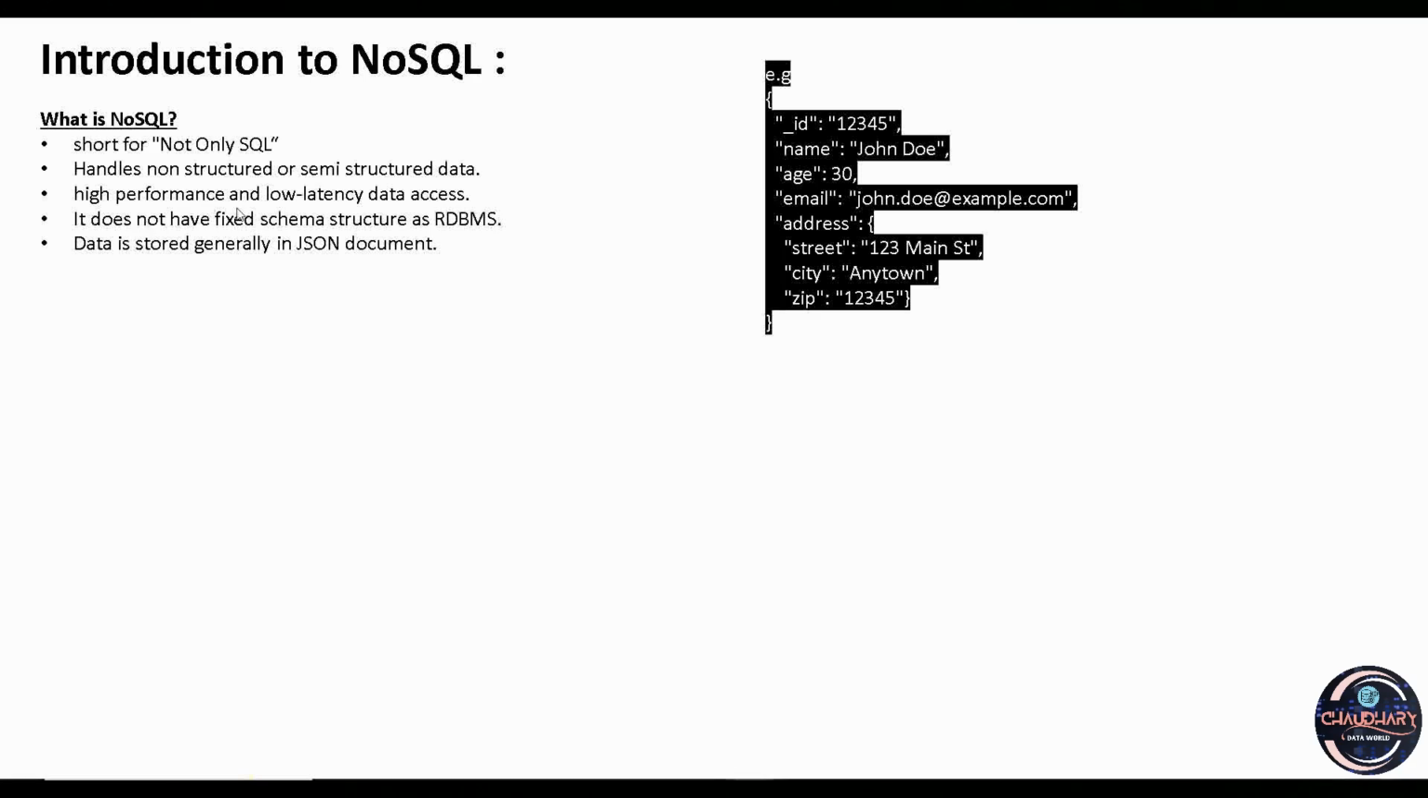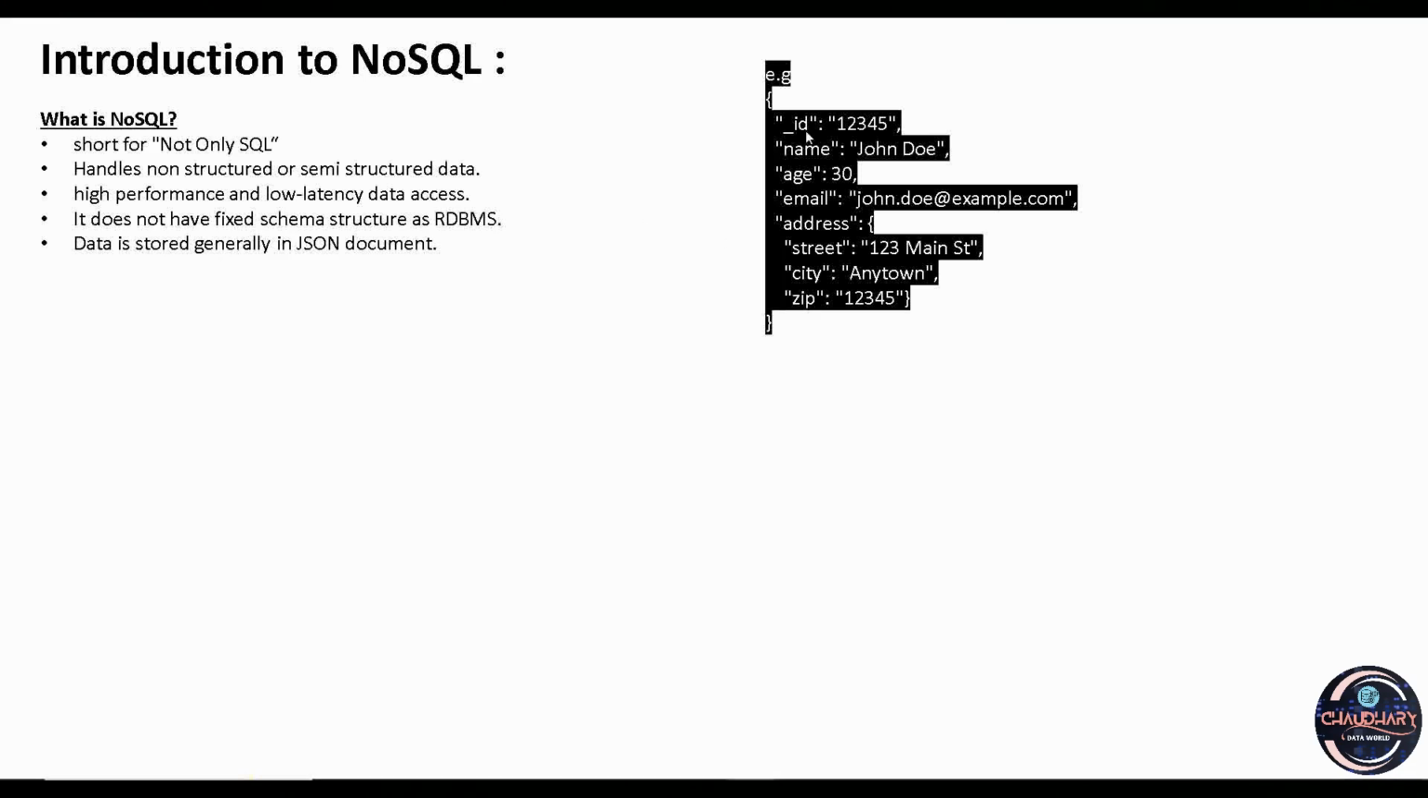It has high performance and low latency data access. When it comes to data access, it gives high performance with very minimal time taken, you may say. Whenever you want to retrieve the data, it is a very high performance activity when it comes to NoSQL. So this is the biggest advantage of NoSQL. It doesn't have a fixed schema structure like RDBMS, which I already mentioned. Data is stored generally in a JSON document.